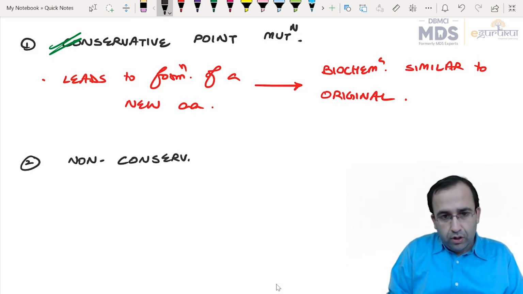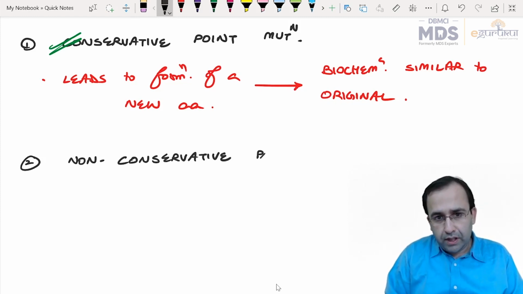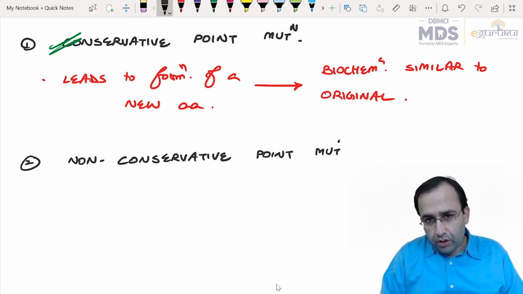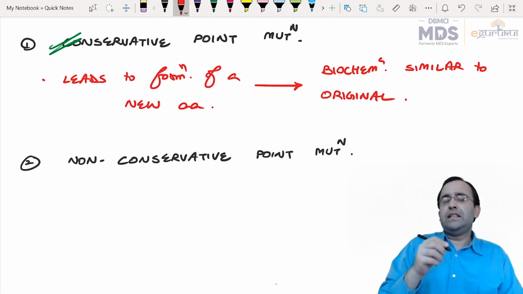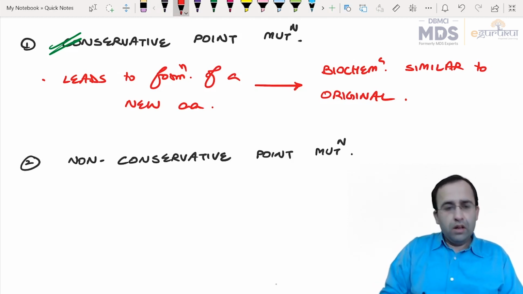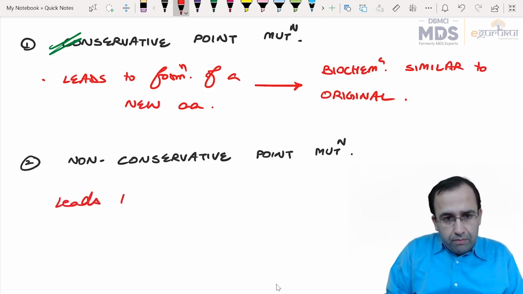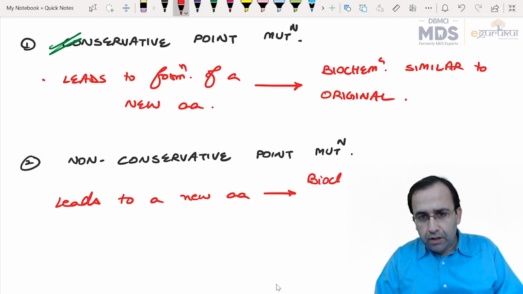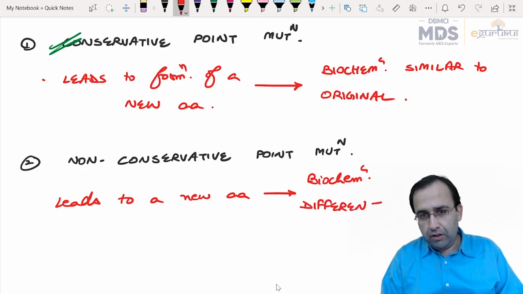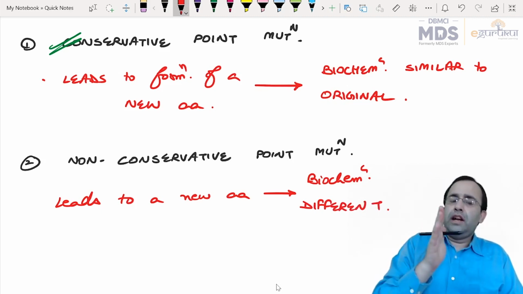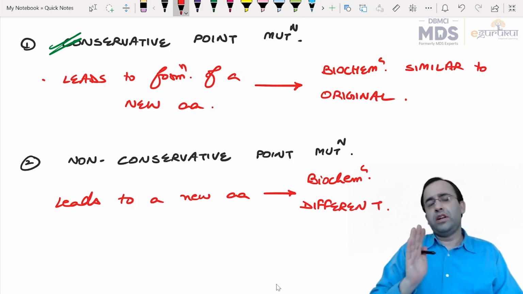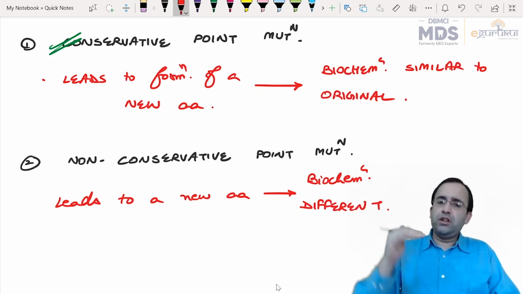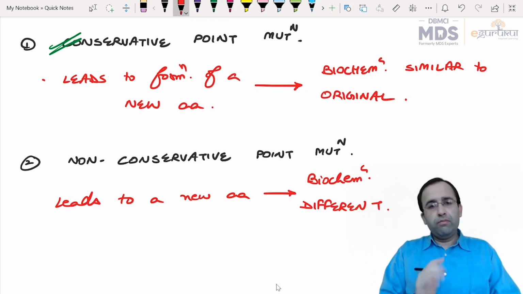Non-conservative point mutation means, again, a point mutation has occurred which leads to formation of a new amino acid which is biochemically different from the original, that means the biochemical function is not conserved.